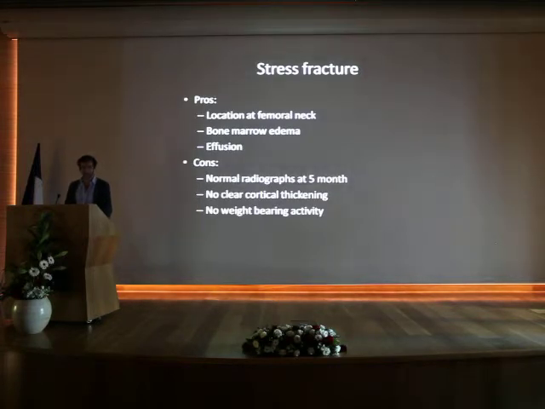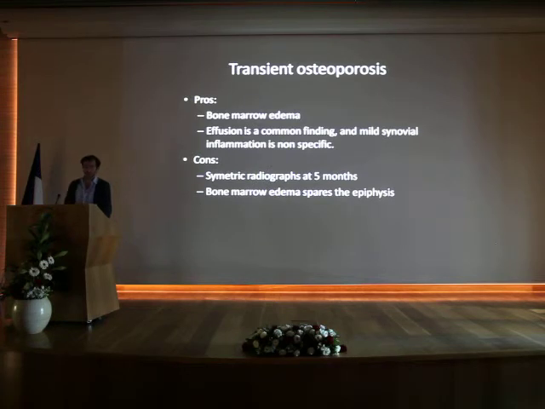Stress fracture. The location at the femoral neck is also classical. Bone marrow edema and effusion are consistent with this, but radiographs were normal after 5 months of evolution. There was no clear cortical thickening, and there was no activity classically leading to stress fracture. Transient osteoporosis: bone marrow edema, but the pattern is not really consistent with this hypothesis. Effusion is a common finding, but non-specific. And there was no clear osteopenia in the radiographs.